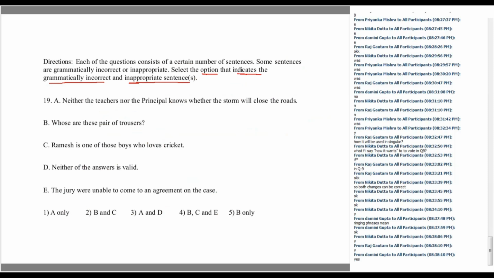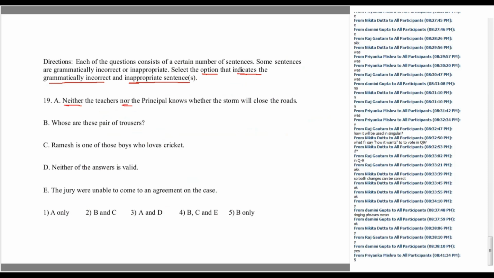Neither the teachers nor the principal, neither nor, one is plural, one is singular, knows, correct? Knows whether the storm will close the roads. Okay? Which one is incorrect? This is correct. Number A is correct.